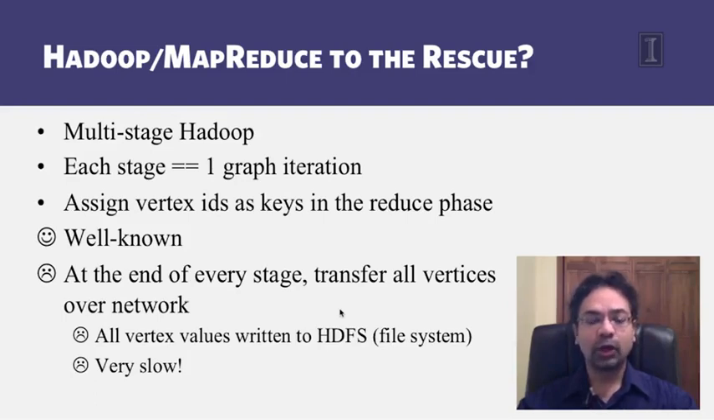Also, if you're using Hadoop, at the end of the reduce phase, the vertex values may be written to the HDFS, the distributed file system, and that makes it even slower. So Hadoop may be easier to code up, but it's very, very slow as far as graph processing is concerned. And our main reason for using distributed infrastructure, a data center, was to speed up graph processing.